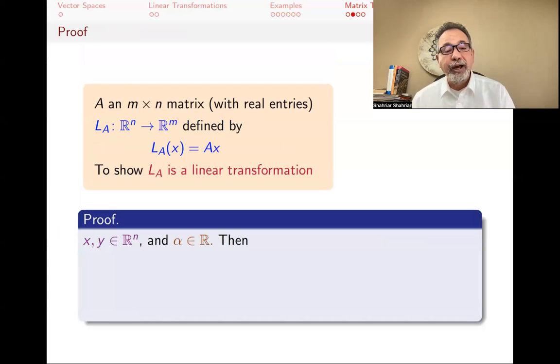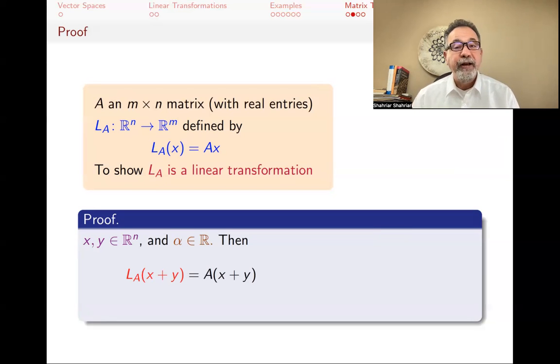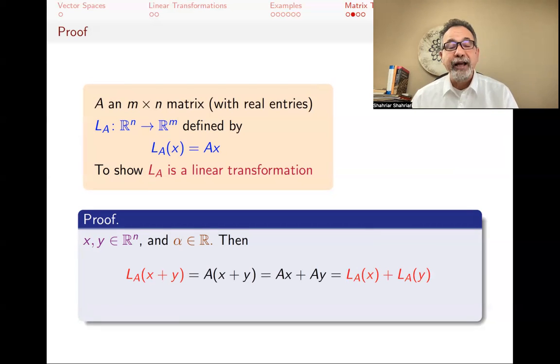I pick 2 elements x and y in Rn and a scalar, and I have to show that the linear transformation respects the addition, and it also respects the scalar multiplication. So what about L_A of x plus y? How do you find L_A of x? L_A of x is A times x. What's L_A of apple? It's A times apple. What's L_A of Fred? It's A times Fred. So L_A of x plus y is A times (x plus y). But this matrix multiplication can be distributed, so we get Ax plus Ay. But Ax is L_A of x, and Ay is L_A of y. So I've proved the property that I want, that L_A of x plus y is L_A of x plus L_A of y.